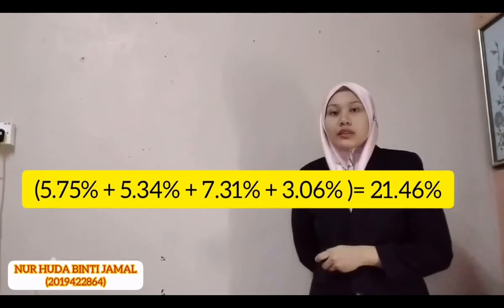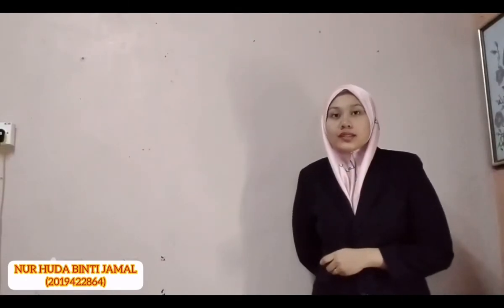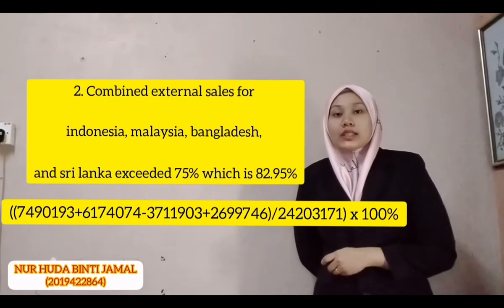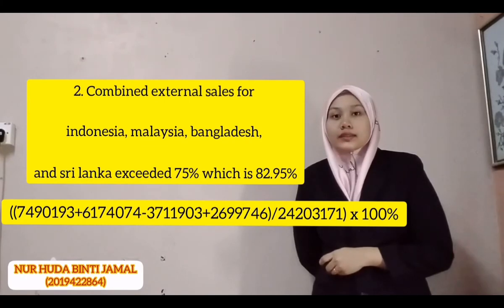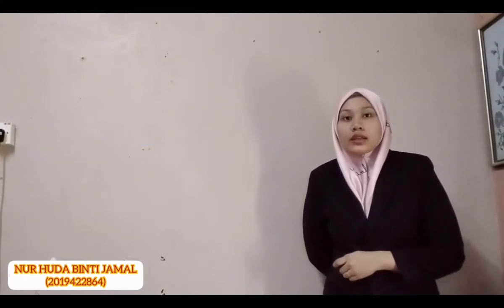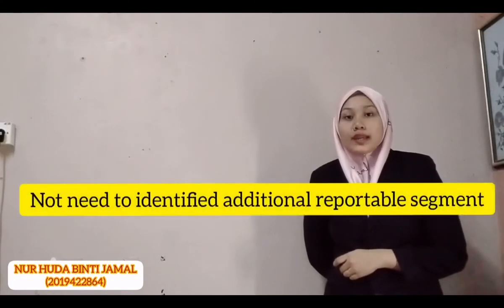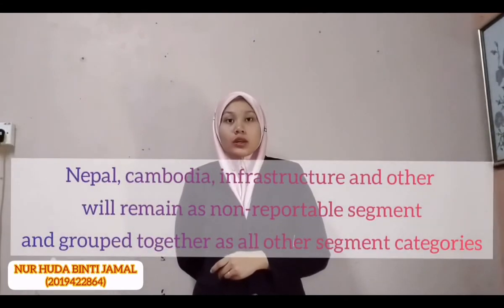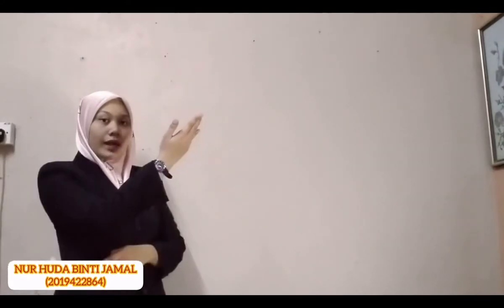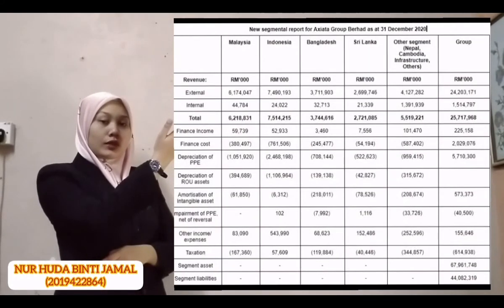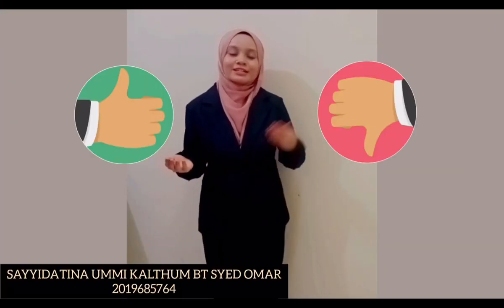rule. Under the 75% rule, combined external sales for Indonesia, Malaysia, Bangladesh and Sri Lanka exceeded 75%, which is 82.65%. Therefore, the management does not need to identify additional reportable segments. The other four segments, which are Nepal, Cambodia, infrastructure and other, will remain as non-reportable segments and will be grouped together as the all other segment category. This is the new segmental report by Axiata Group Berhad as at 31st December 2020. Segmental reporting has its own advantages as well as disadvantages.